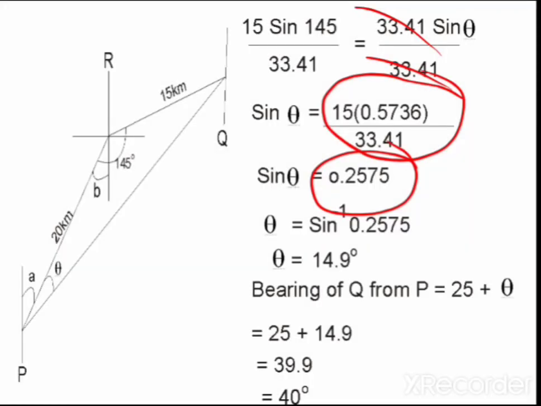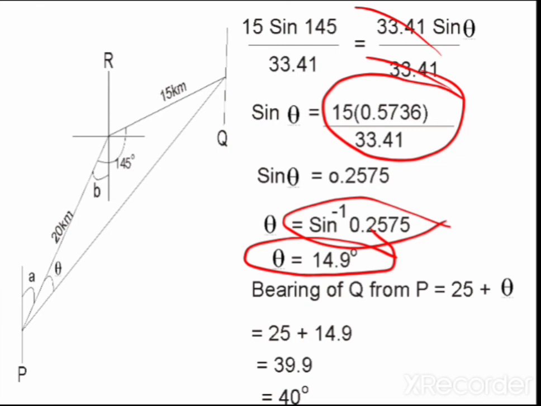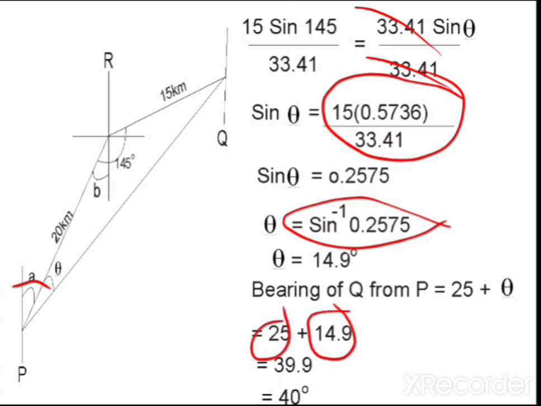What we are looking for is theta. So we take the sine inverse of both sides, and the sine inverse of 0.2575 is 14.9 degrees. So theta is equal to 14.9 degrees. To obtain this angle, we add the value of A, which is 25 degrees, plus the value of theta, which is 14.9. When we add both together, it's approximately 40 degrees. So that's the answer for that problem.